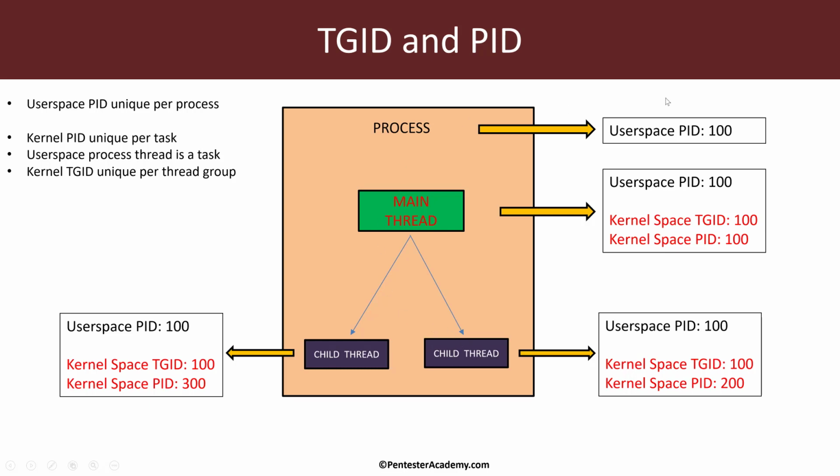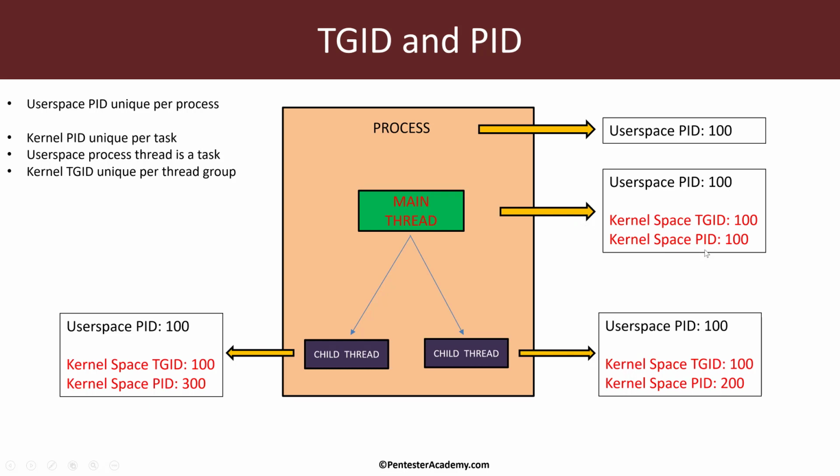Now in kernel space, all threads belonging to the same user space process end up having a common TGID or thread group ID. And this thread group ID really corresponds to the main thread, right? Or the first thread which ended up spawning other threads. So in kernel space, what we would find is for the main thread, the TGID would be 100, which would map basically the user space PID.